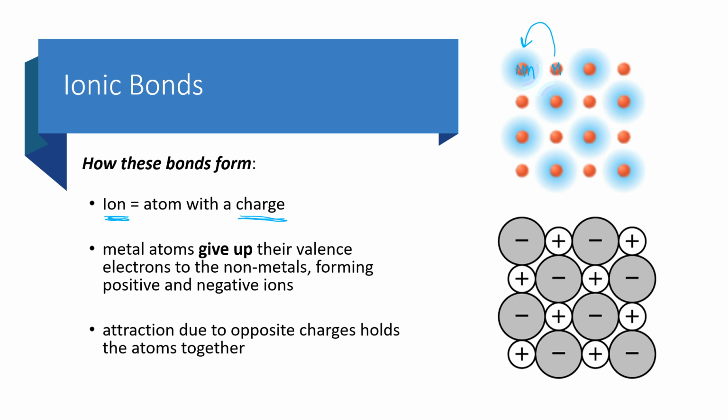As a result, you end up with positive and negative ions. So the metals lose electrons, they become positive. The nonmetals gain electrons, they become negative. And then opposites attract. So what's holding them together is just the attraction between these oppositely charged ions here. And that's what an ionic bond is.